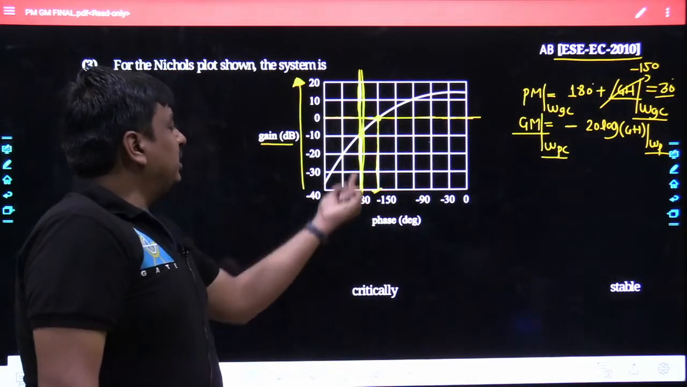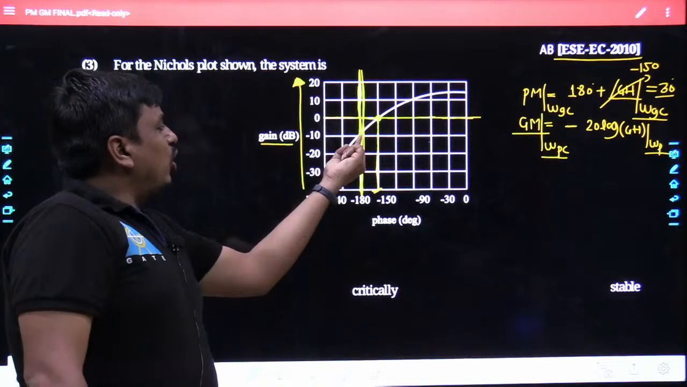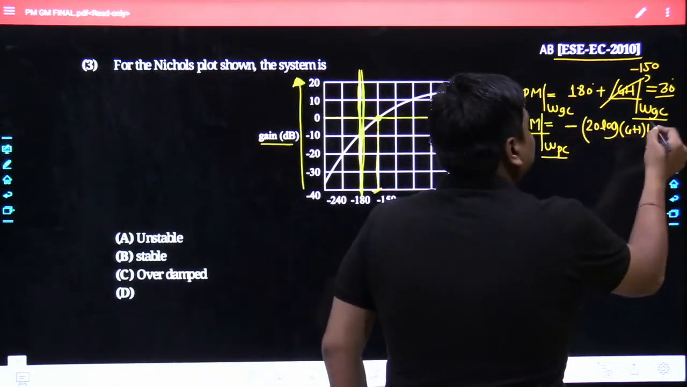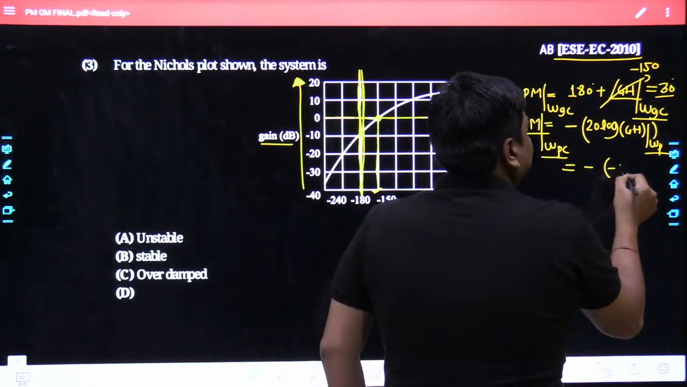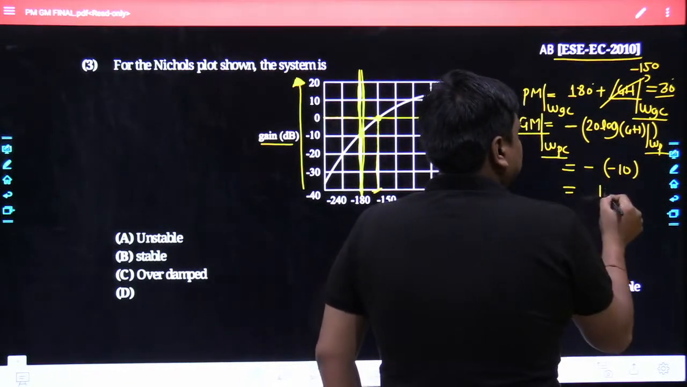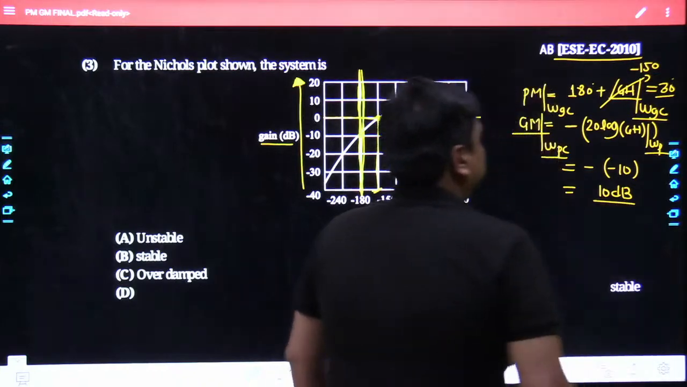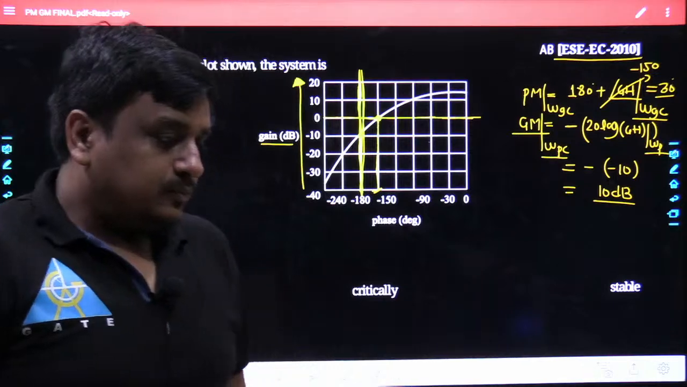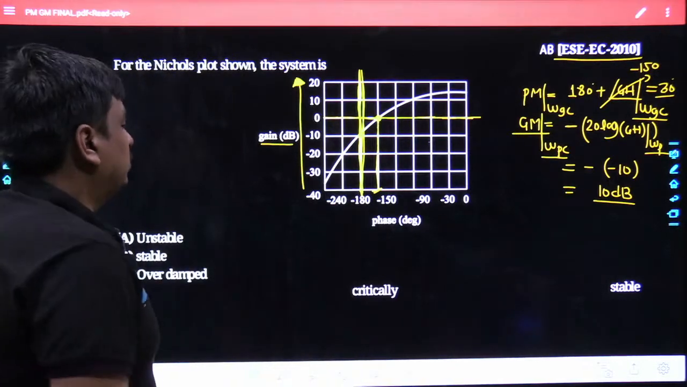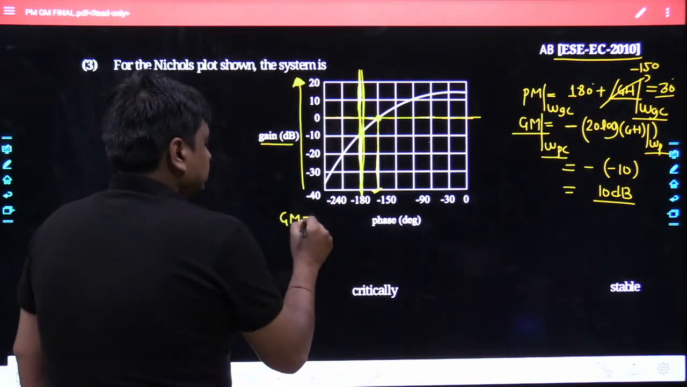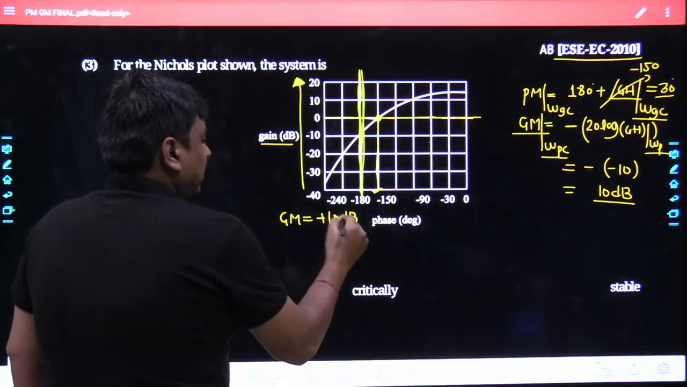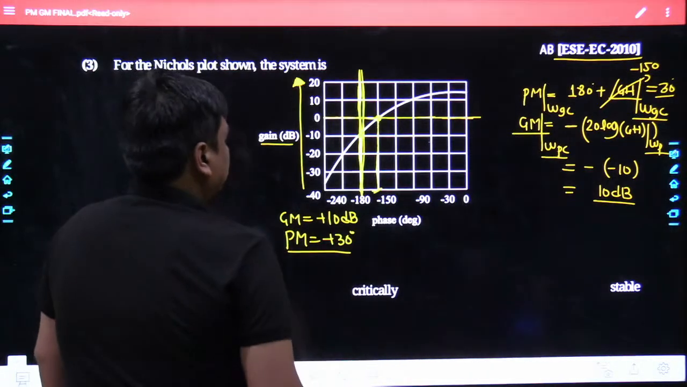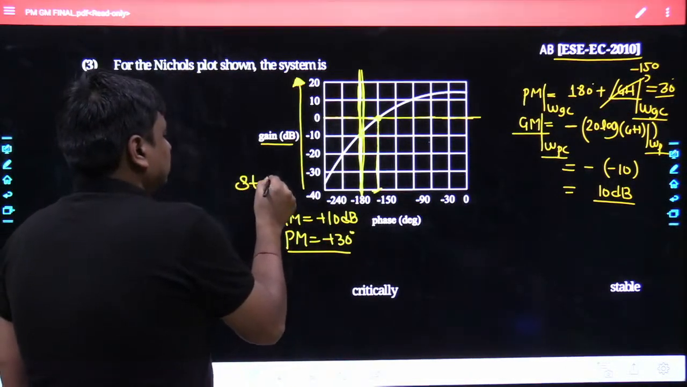And at minus 180 degree, if you calculate the gain offered by the OLTF, you get to know the value is simply minus 10. So this factor is minus 10, and it gets multiplied with a minus sign; put together, it's just going to be plus 10 dB. Plus 10 dB. Agreed? So the gain margin is going to be plus 10 dB. And similarly the phase margin is going to be plus 30 degree. Put together, it is going to be a stable system.